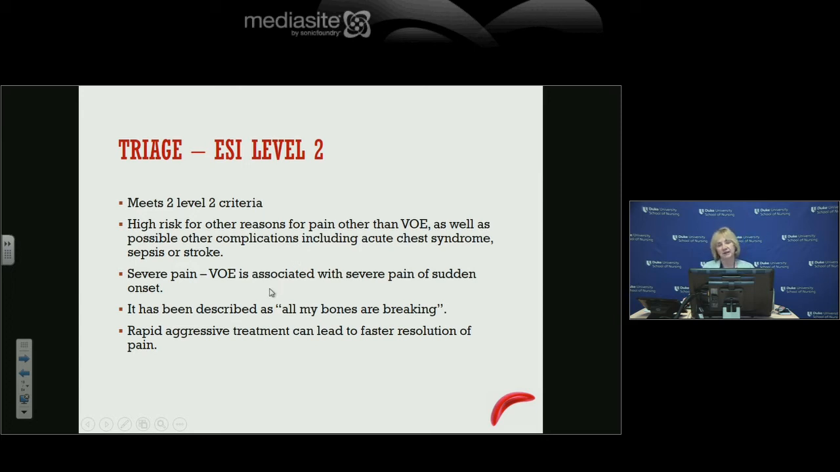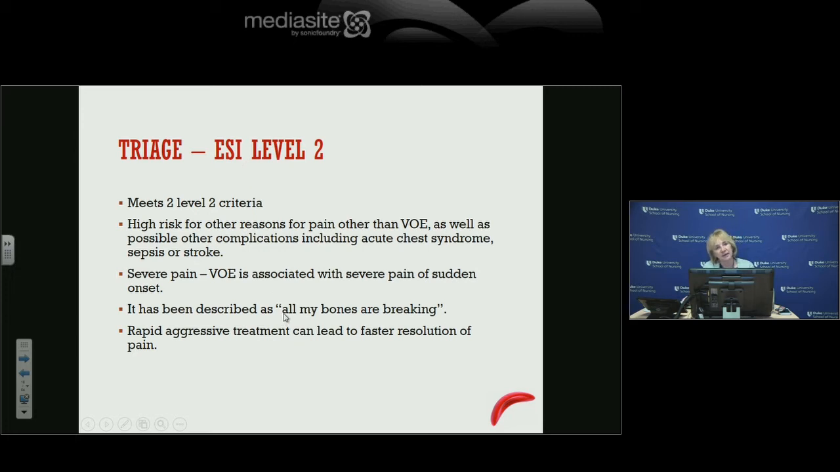The second reason that they meet high-risk criteria is that it is really severe pain. Patients have described this as, "Oh, my bones are breaking," and so it's really, really bad pain that you really cannot treat in a waiting room. They need opioids, they need to be monitored, they need to be assessed. So I always think of these patients as really bad kidney stone patients, because I wouldn't want to leave kidney stone patients who are on the floor because their pain is so bad in the waiting room. And this is the same kind of a thing. This pain is really severe, it's really debilitating.